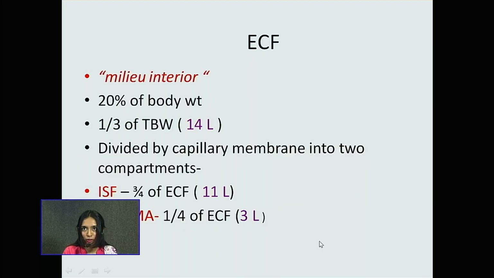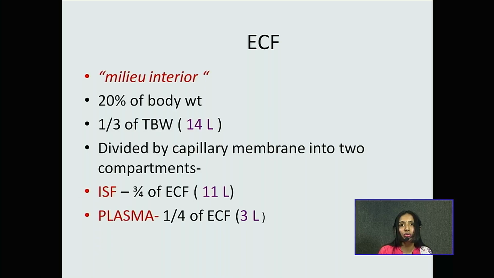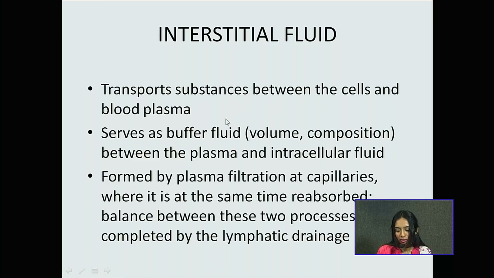So to proceed with extracellular fluid, it is known as milieu interior. This term was coined by the scientist Claude Bernard, and it mainly means extracellular fluid, mainly the interstitial fluid. It comprises 20% of body weight, as we saw in the previous slide, and one-third of total body water.